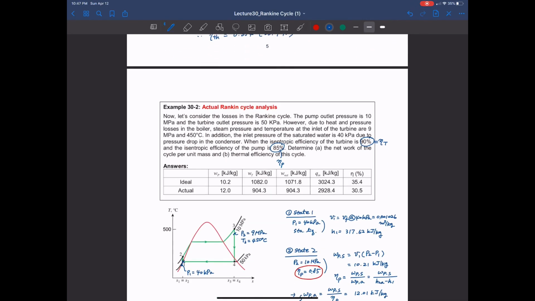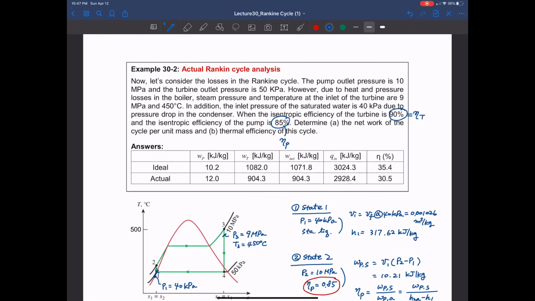Okay, now before I finish this lecture, let's take a look at the answers. Then we can compare the ideal case and the actual case. Obviously, for pump work, the ideal case needs smaller work than the actual case. And for the turbine, the ideal case generates more power, more work than the actual case. So as a result, we have more net work for the ideal case. And also, when you calculate the thermal efficiency, ideal thermal efficiency is way higher than the actual efficiency of the actual Rankine cycle. So that is why the actual case degrades the net amount of power and the thermal efficiency because of many loss factors.